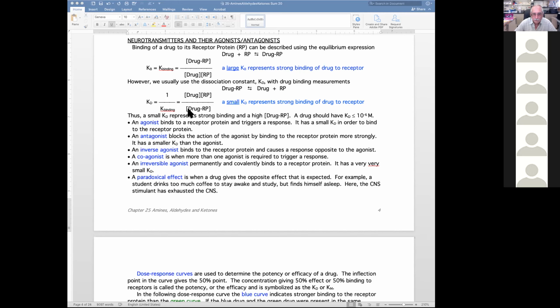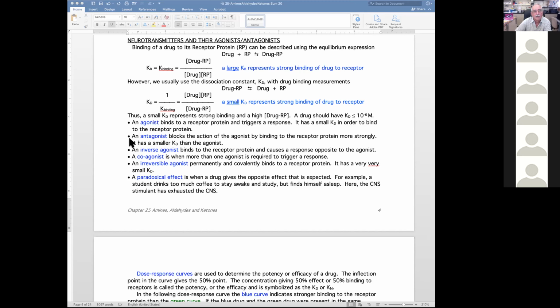So regardless of what you're looking at, an agonist is a molecule that binds to the receptor protein and triggers a response. So if a drug or a neurotransmitter binds to the receptor protein and triggers a biological response, that means it's an agonist. It's going to have a small KD or large KB in order to bind to the receptor protein.